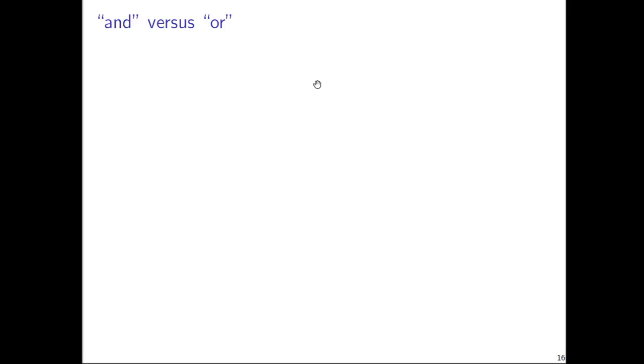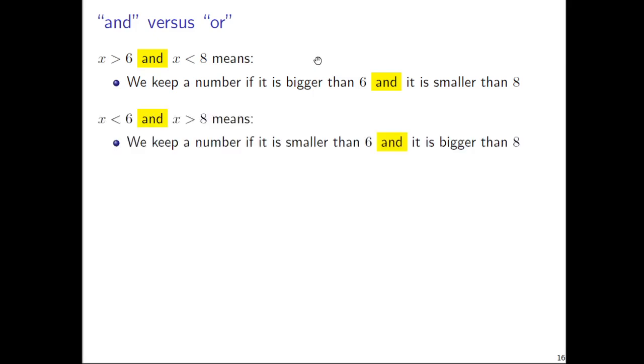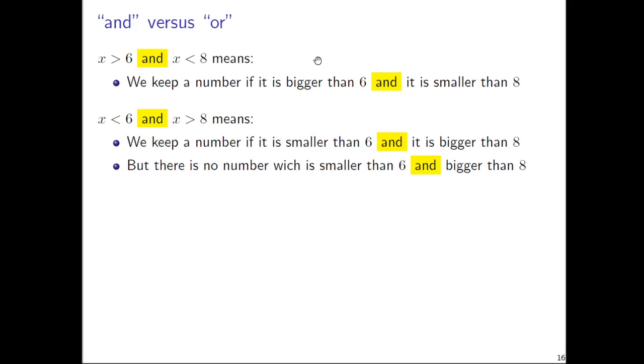Okay, let's take a little moment to talk about the word and versus or. So if you see x is greater than 6 and x is less than 8, then this means that we keep a number if it is bigger than 6 and it is smaller than 8. If you see x is less than 6 and x is greater than 8, this means we would keep a number if it is smaller than 6 and it is bigger than 8. Now, stop and think about that for a second. There is no number which is smaller than 6 and bigger than 8. So putting and here means that we wouldn't really get any numbers at all by doing this.